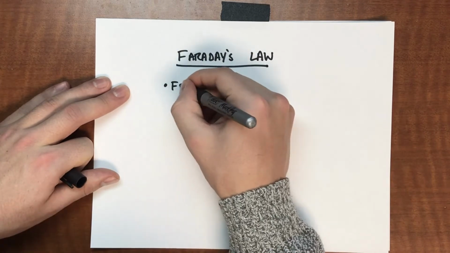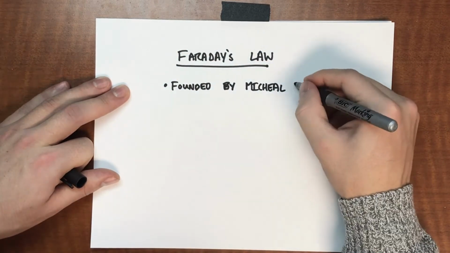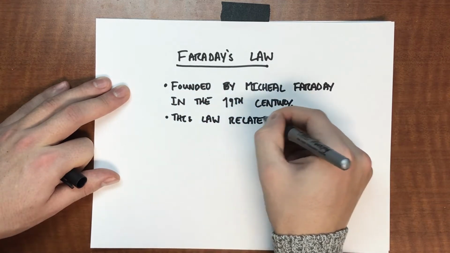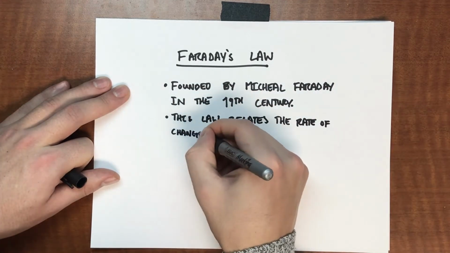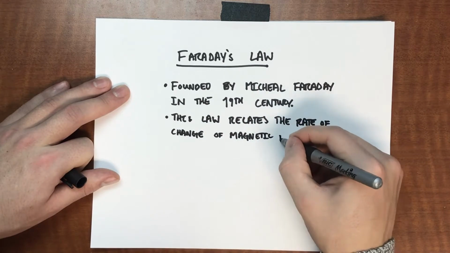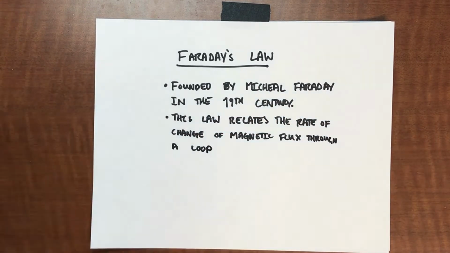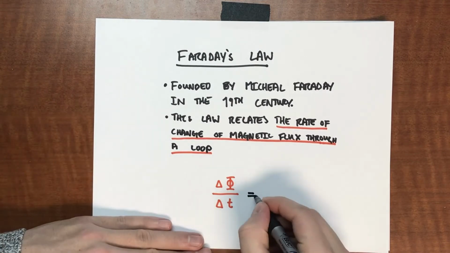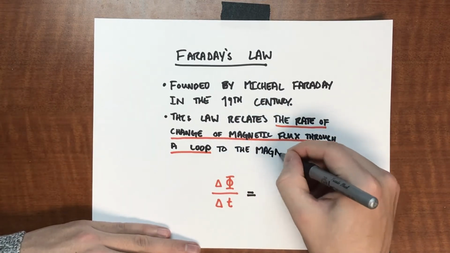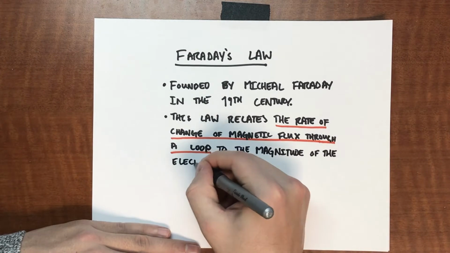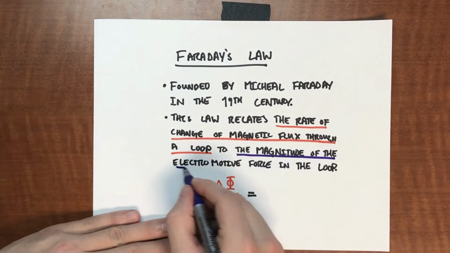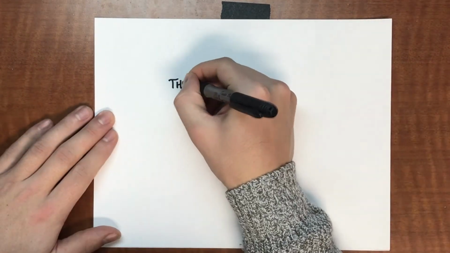Faraday's law was founded by Michael Faraday in the 19th century. This law simply states that the rate of change of a magnetic field, or magnetic flux, through a loop, which is going to be delta flux divided by delta t, is going to be equal to the magnitude of the electromotive force in the loop, which is shown by the epsilon.